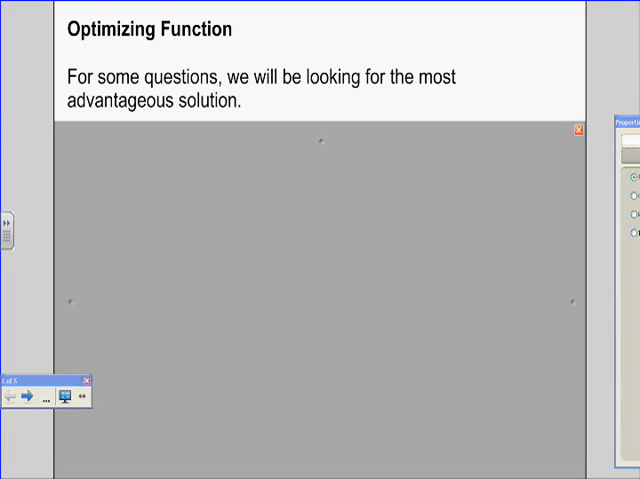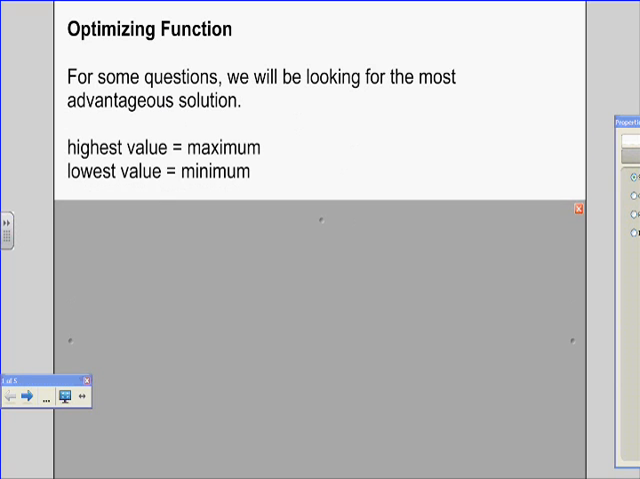So today we're looking at optimizing functions, and we're actually going to be continuing on from our topics previously where we were making a polygon of constraints and we were finding vertices. What we're looking at today is trying to figure out, when we have a real-life situation that can be represented with a polygon of constraints, how do we figure out what our most advantageous solutions are? So optimizing means our best solutions.